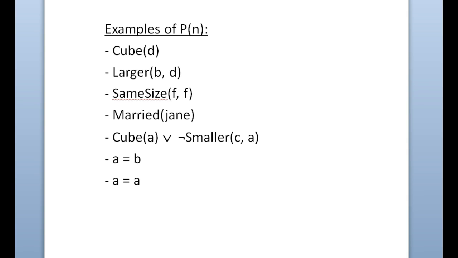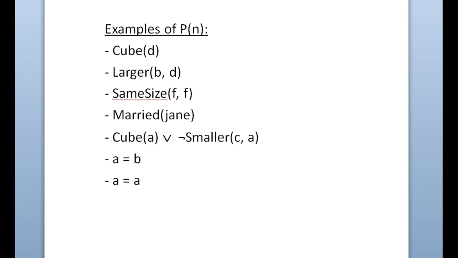Now later in the course, actually quite soon, we're going to start dealing with more complex sentences that have operators in them like and, not, or, and if-then. And so another thing that could be our sentence P would be a sentence like this, Cube(a) or not Smaller(c, a). Now that thing that looks like a V in the middle, that's the symbol we use for or. And the little horizontal line here with a little hook on the end of it, that's the symbol we use for not. So this actually says a is a cube or c is not smaller than a.